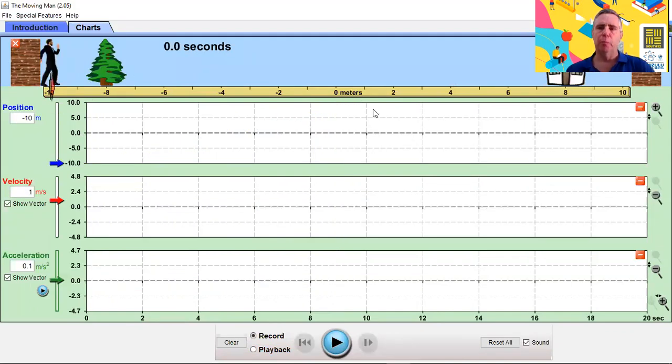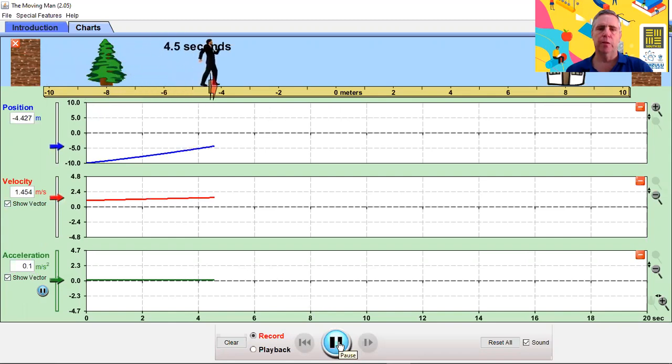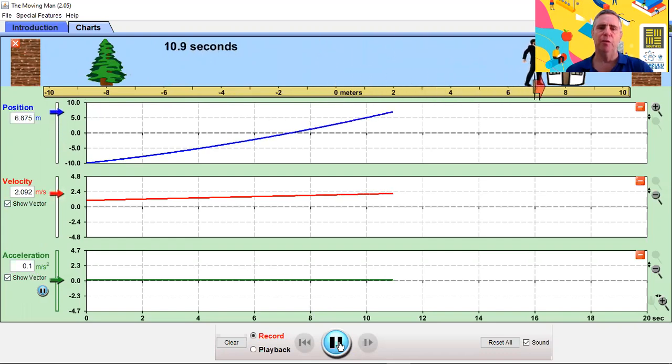So let's have a look at the middle row on your pages 10 and 11. Again, we've put the man right on the left here. We've given him an initial velocity of 1 meter per second and a positive acceleration of 0.1 meters per second squared. Let's see what happens. So again, you'll see the acceleration stays constant, but velocity is increasing as a straight line and position is increasing as a curve. Let me stop it there.